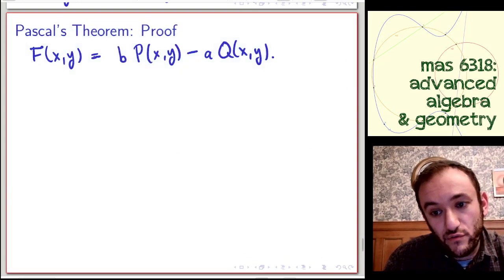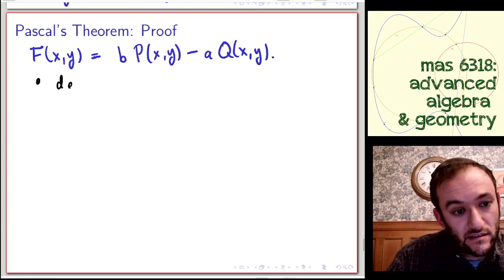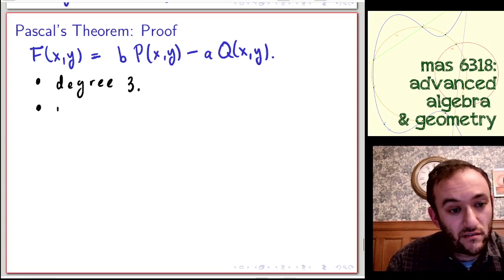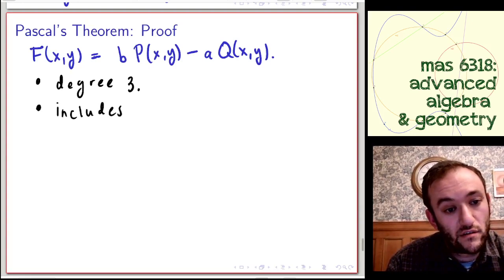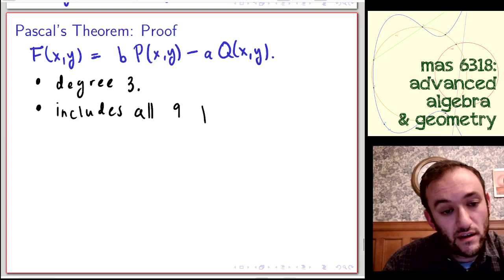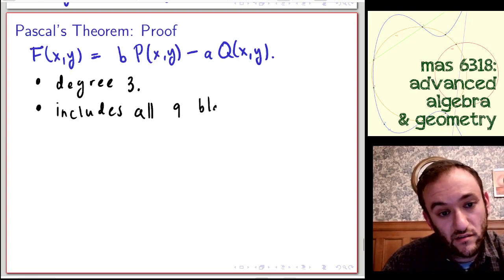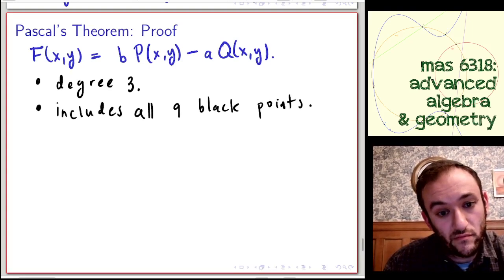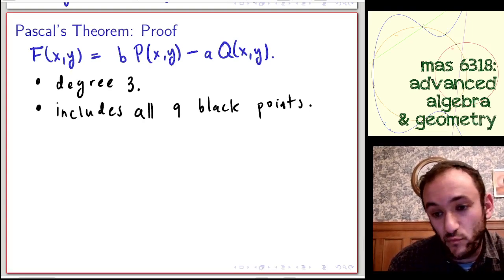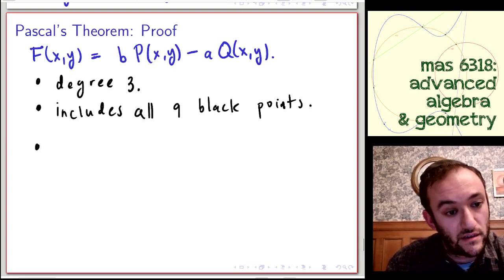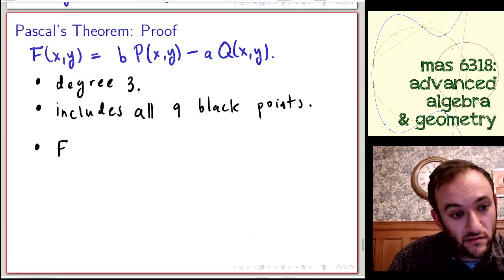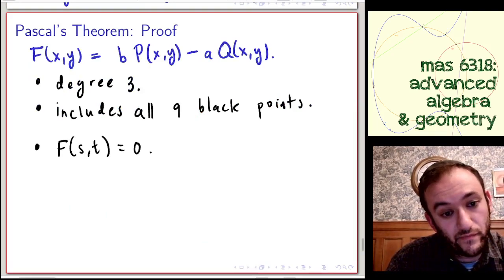I already know a few things about f. I know that this is degree 3 because P and Q are both degree 3. I know that it includes all 9 black points because both P and Q are 0 there. So the set where f of xy equals 0 includes all 9 black points. And also, it includes ST.